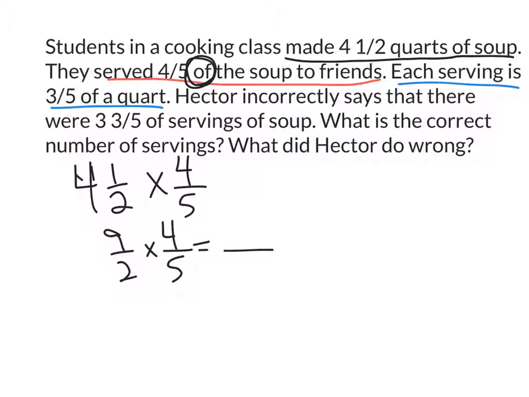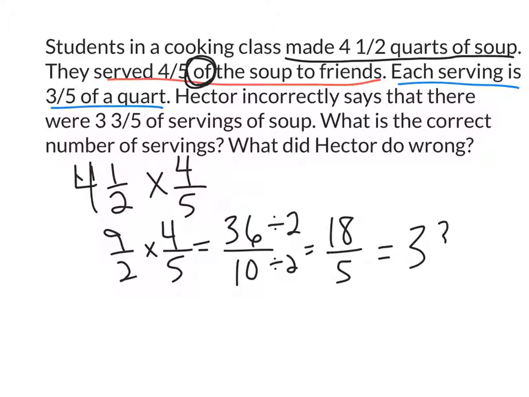Have those as improper fractions and multiply. That'll be 36/10. We can reduce that if you want. We could change it to a mixed number. 18/5. You could change it to 3 3/5 if you wanted to. That's how many quarts that they served.